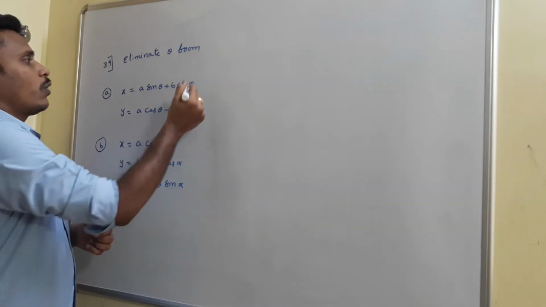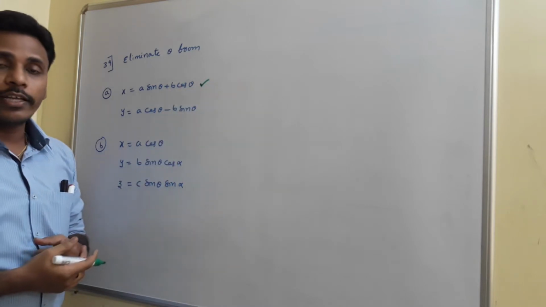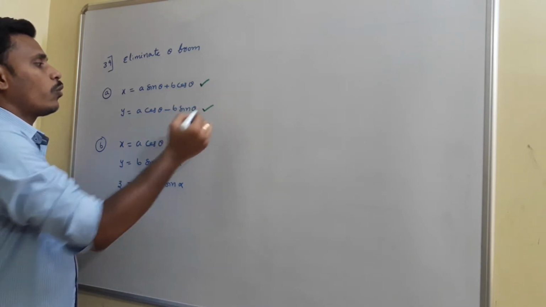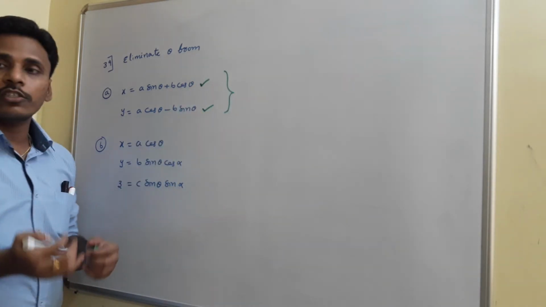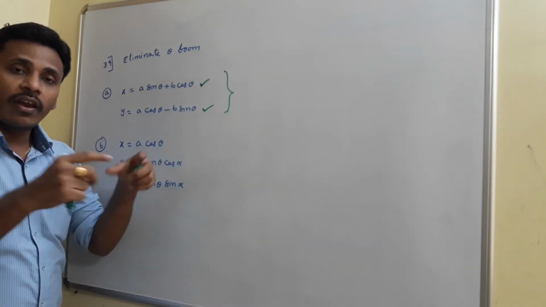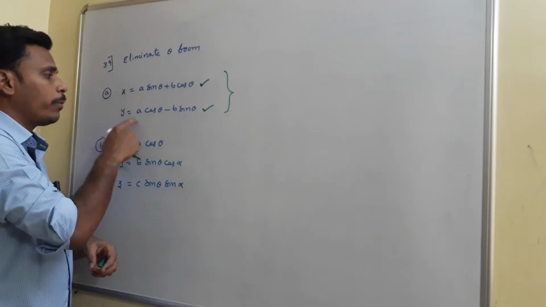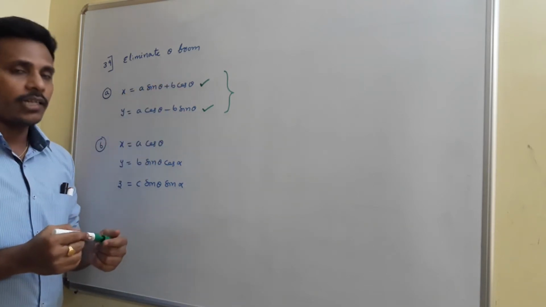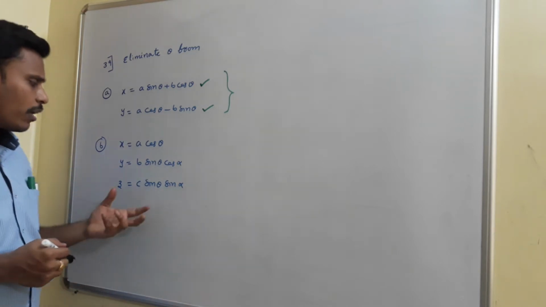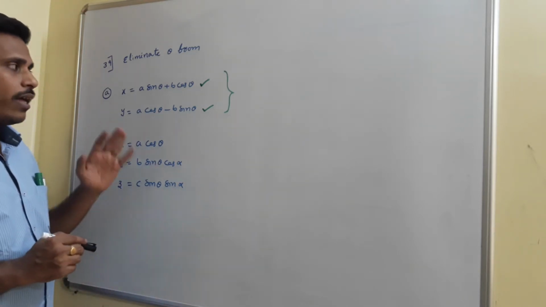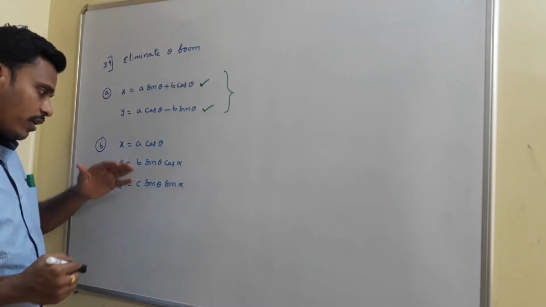There, x is equal to a sin theta plus b cos theta is one relation, and y is equal to a cos theta minus b sin theta is another relation. From these two relations, we need to establish another relation involving x, y, a and b by removing that sin theta and cos theta. That is usually what we call elimination of theta. Similarly for the second problem also. Just look there, I will explain the first one and then the second one.